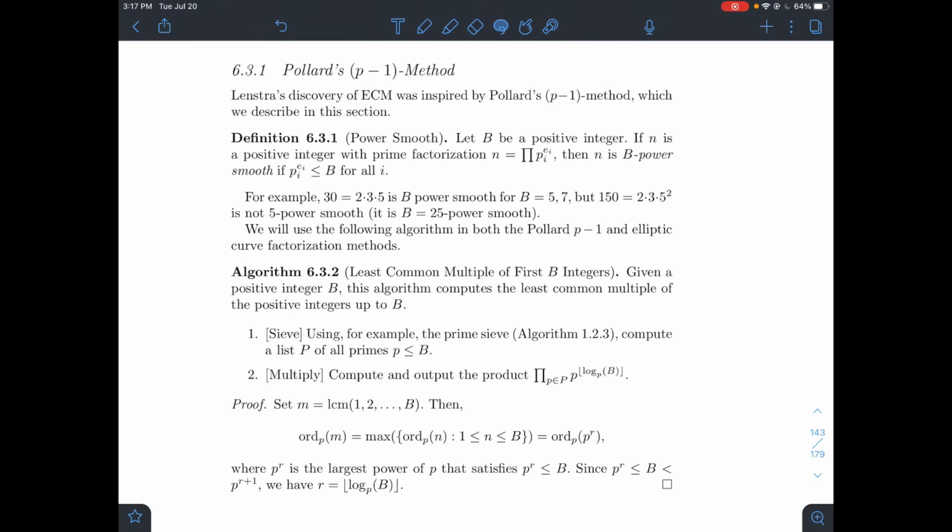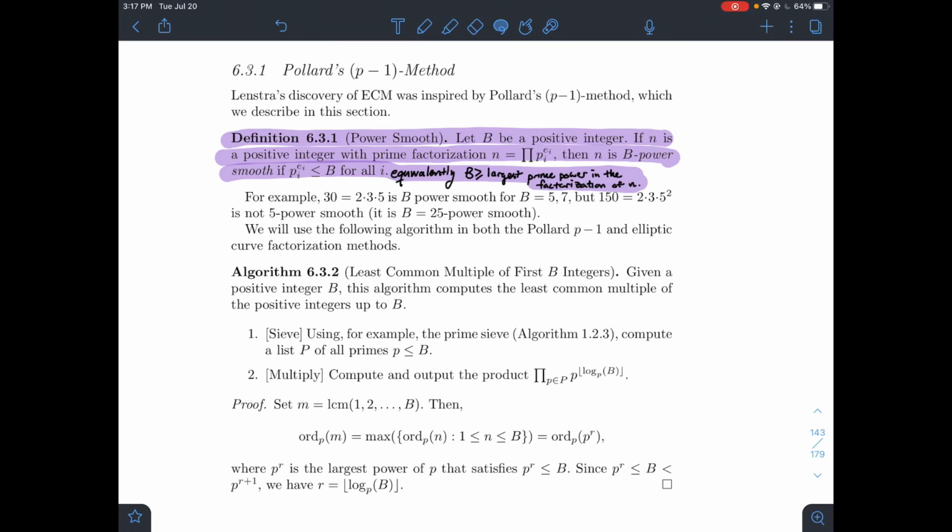So the first thing we need to get comfortable with is what this definition 6.3.1 about power smooth is. If you have a positive integer b, and if n is a positive number whose prime factorization is this product of powers of p_i, so p_i to the e_i, we're going to say that n is b power smooth if each prime power, p_i to the e_i, is at most b for each i. And equivalently, that b is bigger than or equal to just the largest prime power, p_i to the e_i, in that factorization.